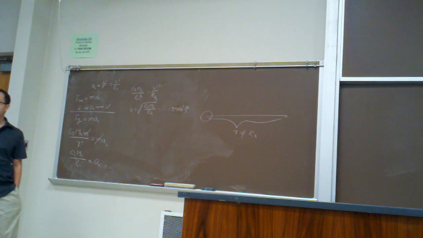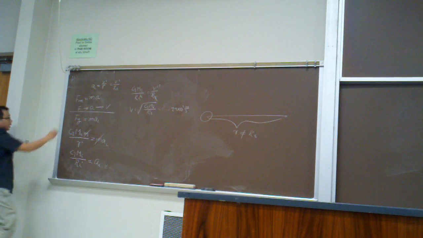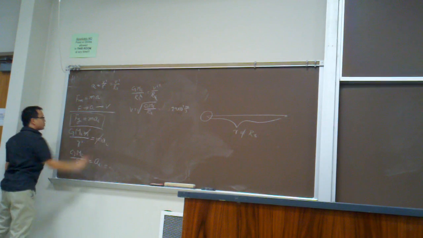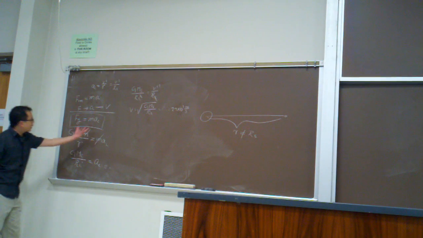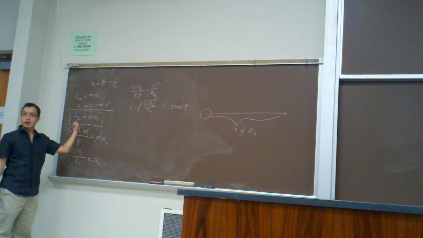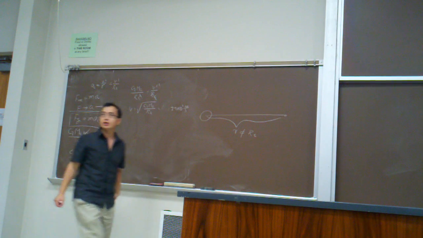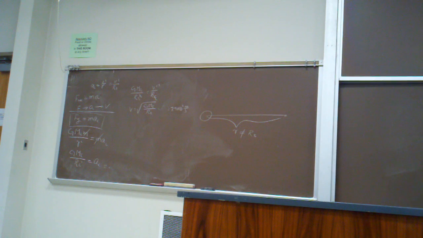Any question here? Again, for this kind of problem, the most important thing is to identify that the key is the centripetal acceleration in this case is provided by the gravitational force. That's our key equation here. And for the escape velocity, so far we don't have a way to calculate it. We have to learn how to use the energy conservation law later.